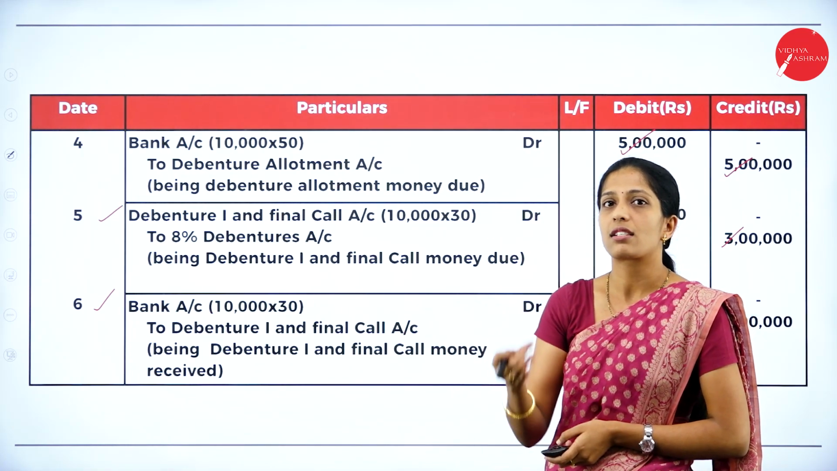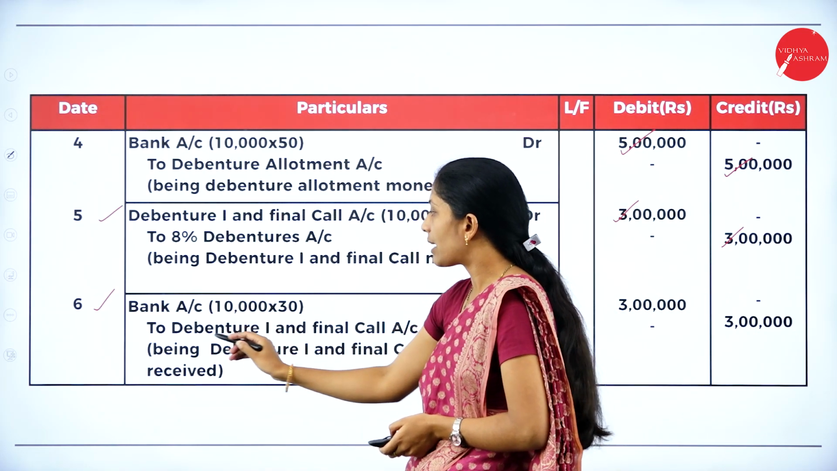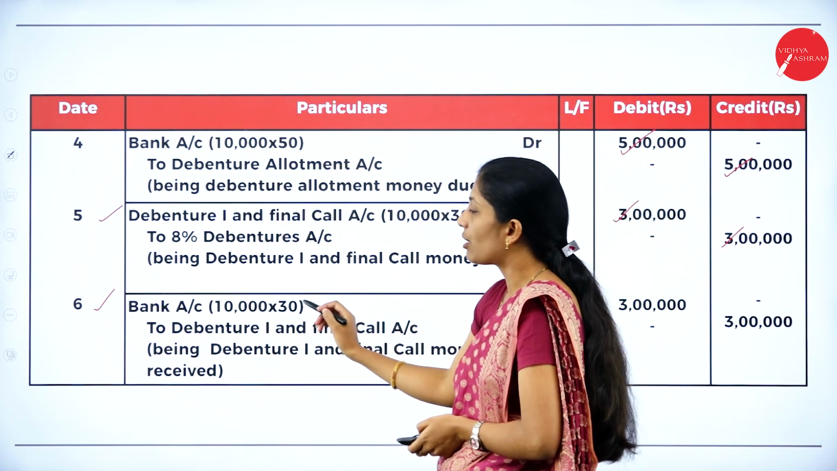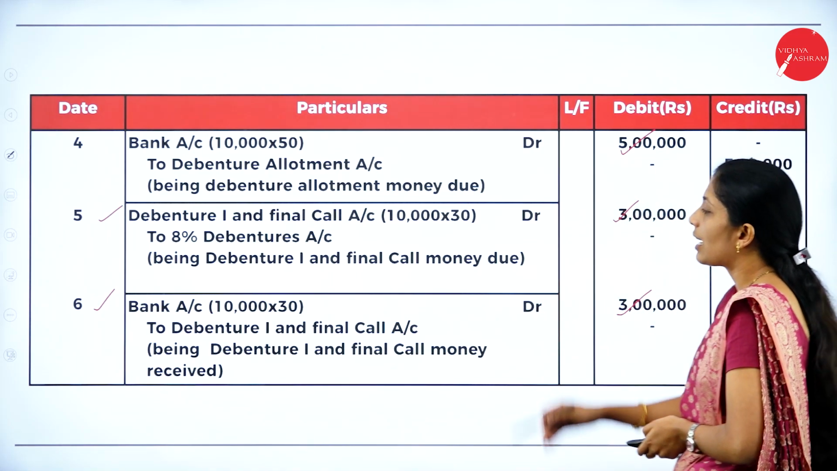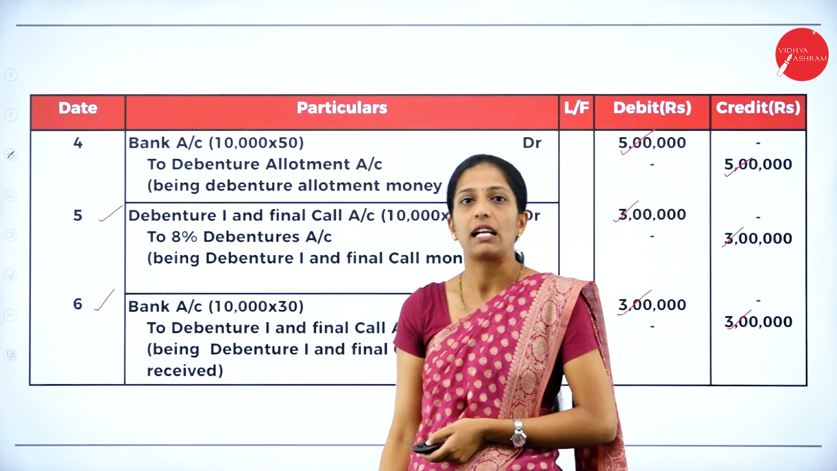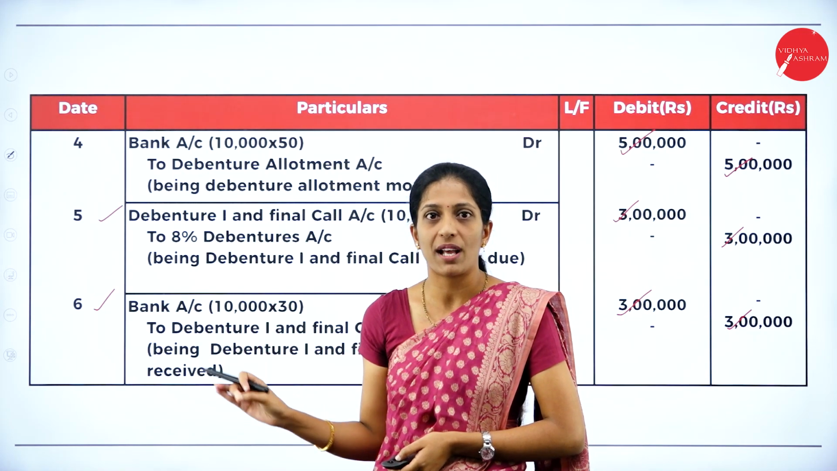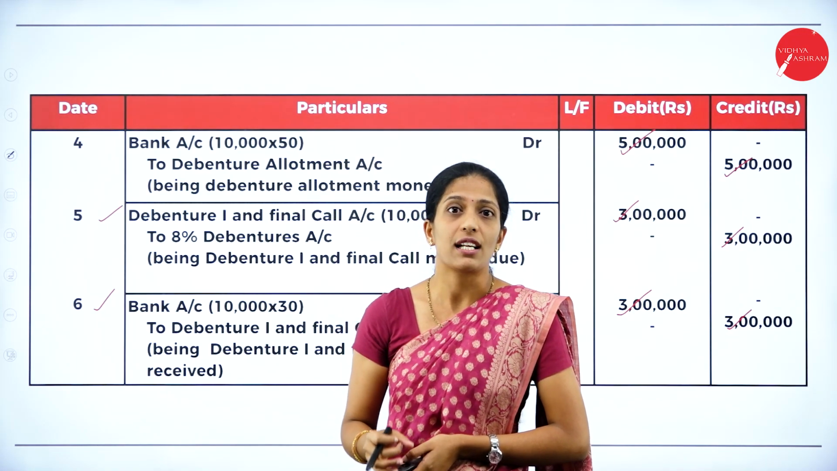Now your last entry is receiving of first and final call money. Entry is bank account debit to debenture first and final call account, and the amount is 10,000 into 30, same amount. So that is 3 lakh. Narration: being debenture first and final call money received. So hope you are clear with this 6 marks problem. Go through the 12 marks share problem properly so that you will find it very easy.